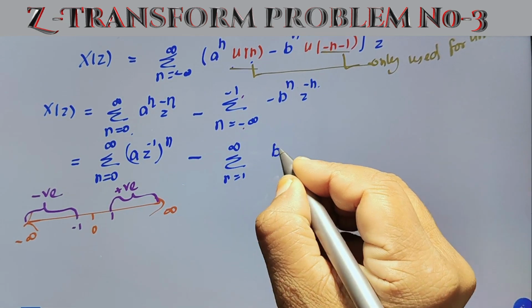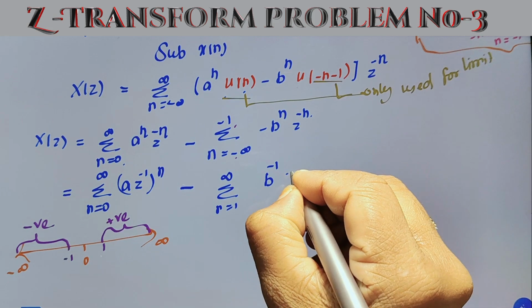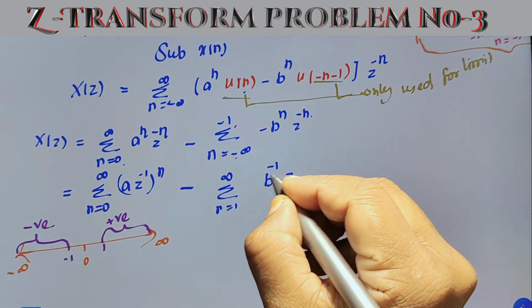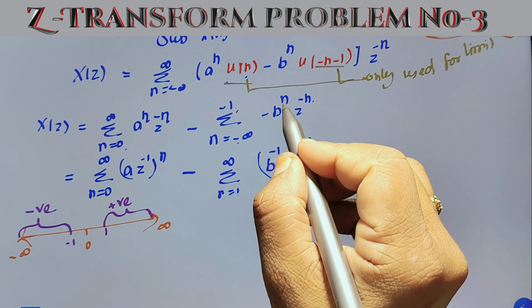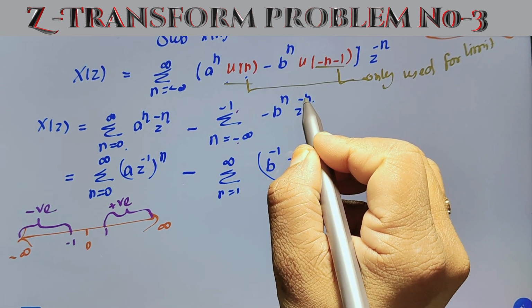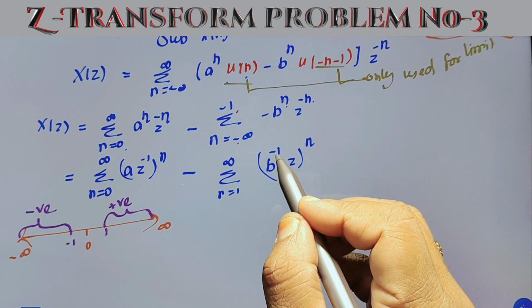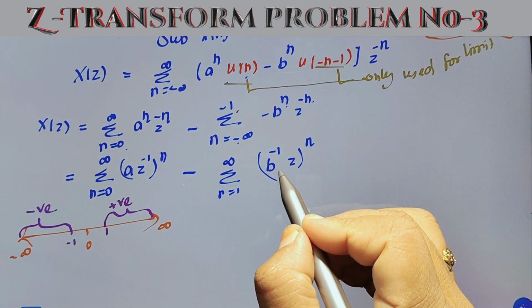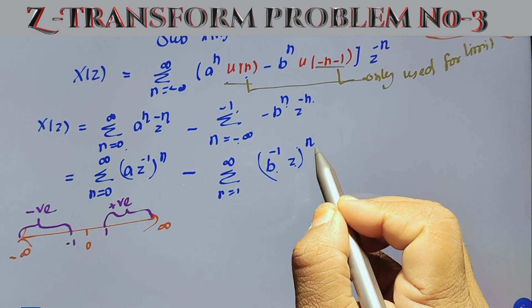So b power minus 1 and z power 1, okay, the whole power n, because here b power plus n, z power minus n. Here the power sign also changes because of the limit change. Okay, so b power minus 1 z power plus 1, the whole power n.